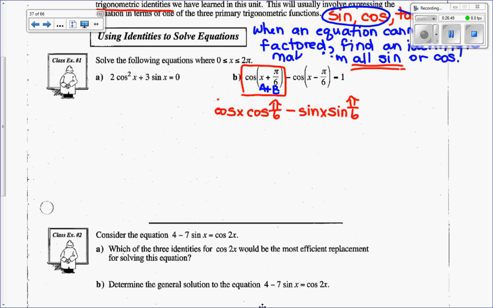Now we need to look at what cos of a minus b is. If you look on your formula sheet, you can see that it's cos a cos b plus sine a sine b. So all of that, that's where the bracket goes, minus all of this: cos x cos pi over 6 plus sine x sine pi over 6, and that all equals 1.